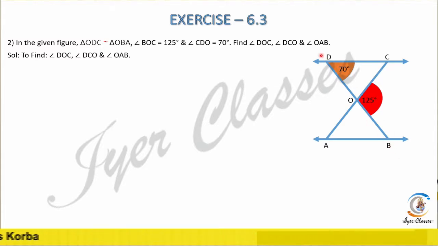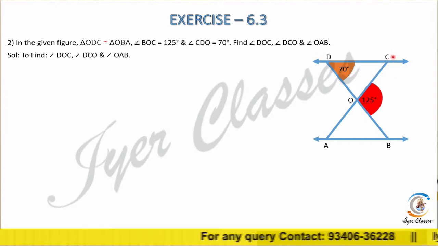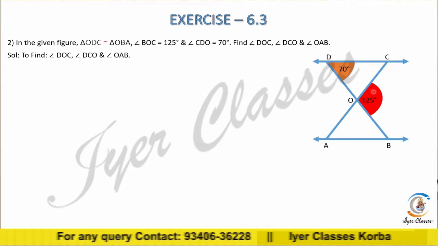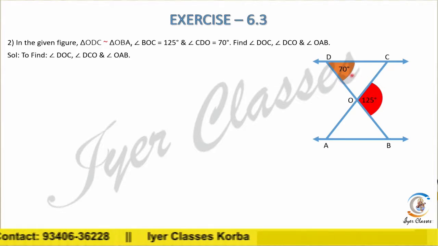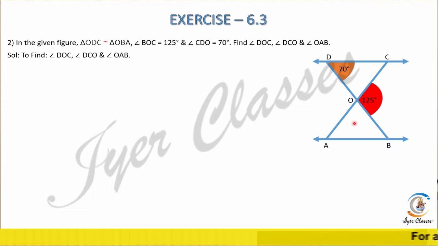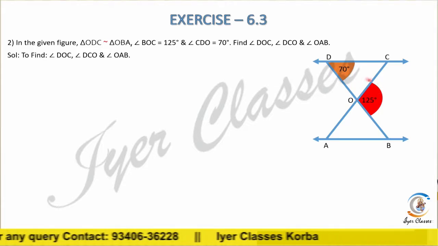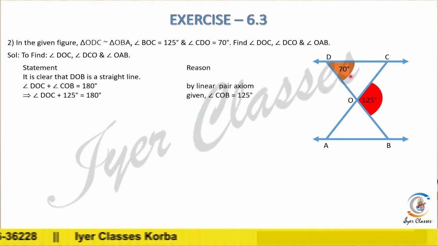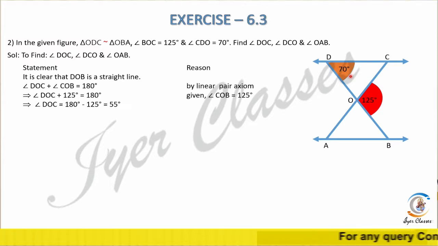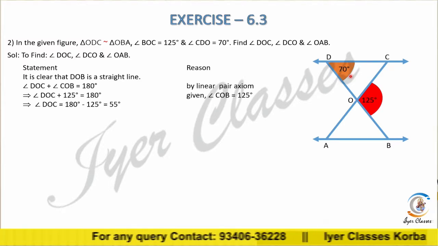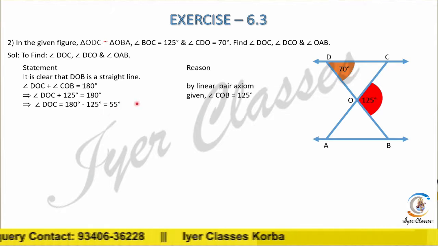This line is a straight line and angle BOC and angle COD are making a linear pair. So the sum of these two angles is equal to 180. In order to get this angle, what should I do? I should subtract 125 from 180 and we will get the answer as 55. So angle DOC is equal to 180 minus 125, which is equal to 55 degrees.